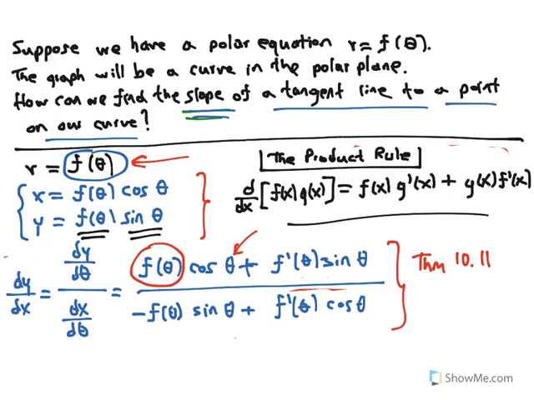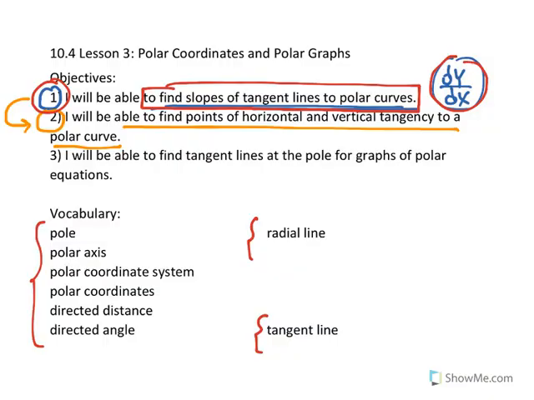But of course, you don't really need to memorize this because you can go through this process each time, as you saw with our initial example. This is more useful for the next theorem that we will look at. Slope in polar form, Theorem 10.11, will be used when we look at the derivation of the theorem for finding tangent lines at the pole for graphs of polar equations. But we'll get to that in a little bit.